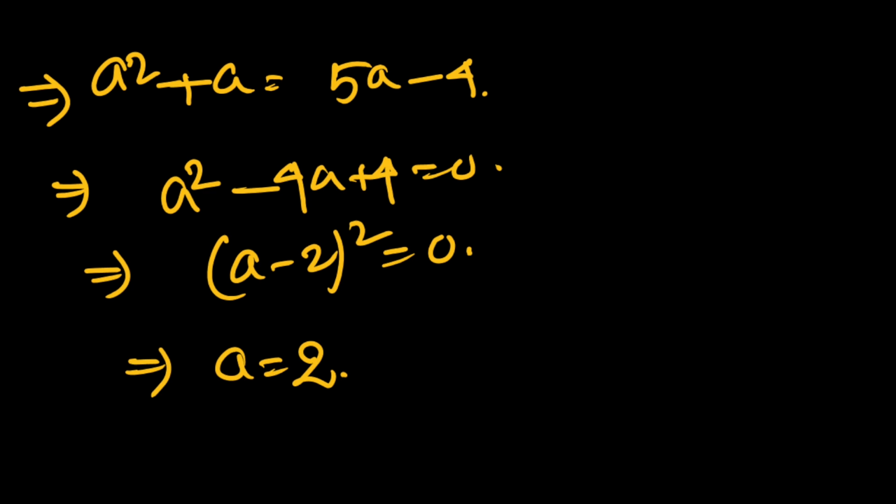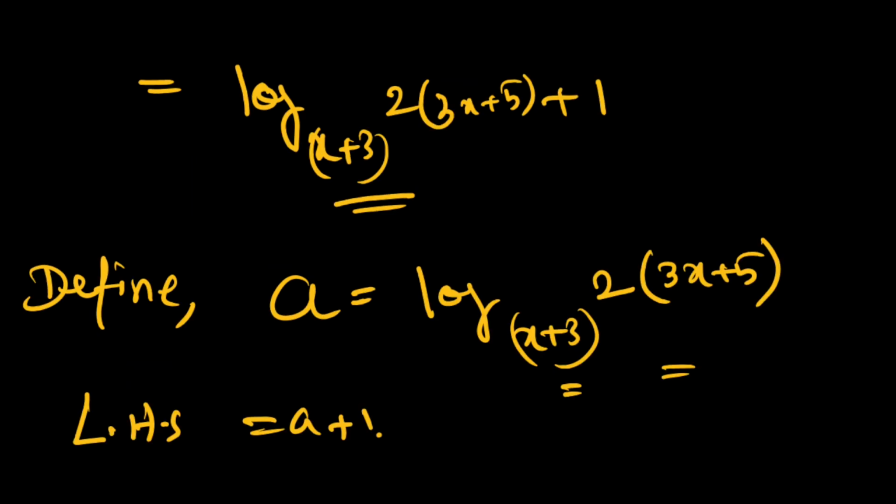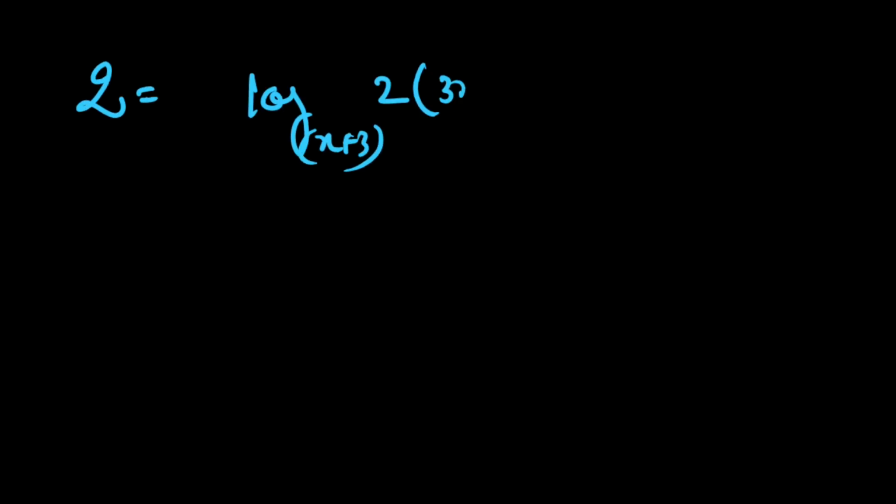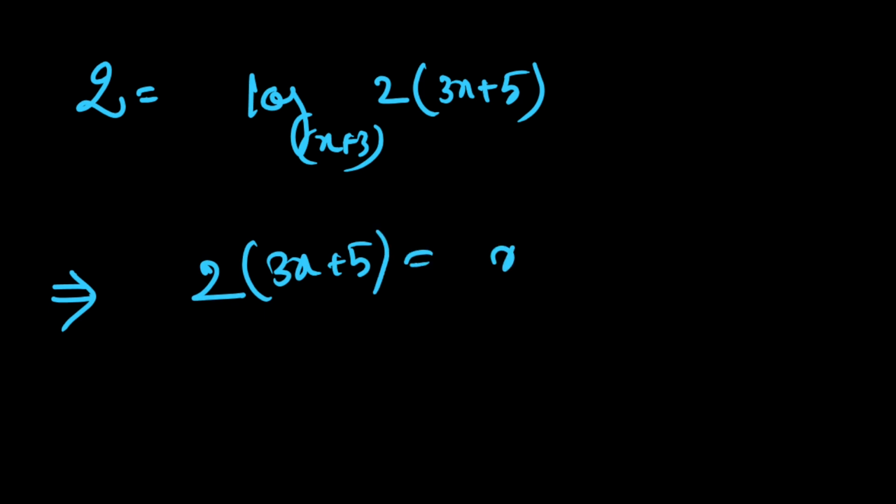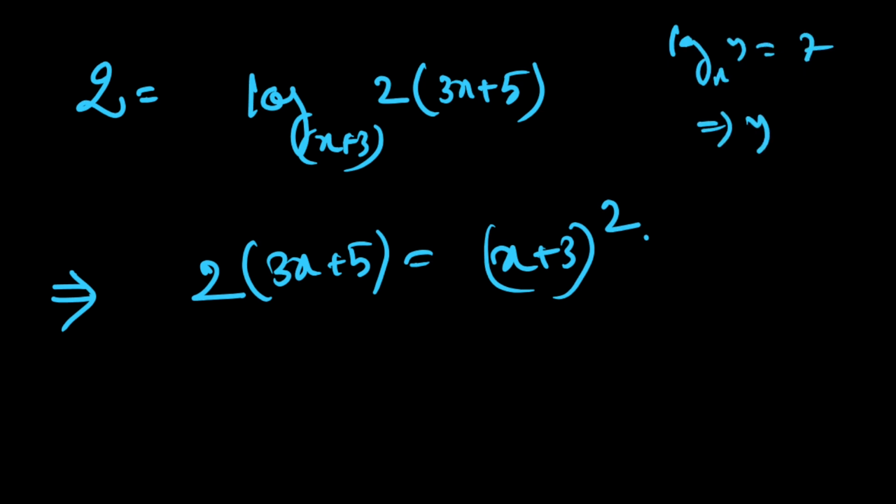So now we put the value of a here. So a is equal to 2, we got. Putting the value 2 here, we calculate the value of x from this equation. So therefore 2 is equal to log of (3x plus 5) to the base (x plus 3). So that is equal to 2. 3x plus 5 is equal to (x plus 3) power 2. Because log of y to the base x is equal to z, this implies y is equal to x power z.